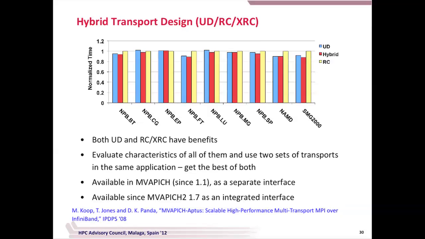And those of you who are familiar with InfiniBand know it provides different kinds of transport. RC is the reliable connection, UD is the unreliable datagram, and XRC is the extended RC. Within the MPI, you can take advantage of all these transports, and they have their strengths and weaknesses. RC is good, but it also takes a lot of memory, especially when you are going to like 100,000 nodes, 100,000 processes. On the other hand, UD takes less memory, but it may not give good performance.